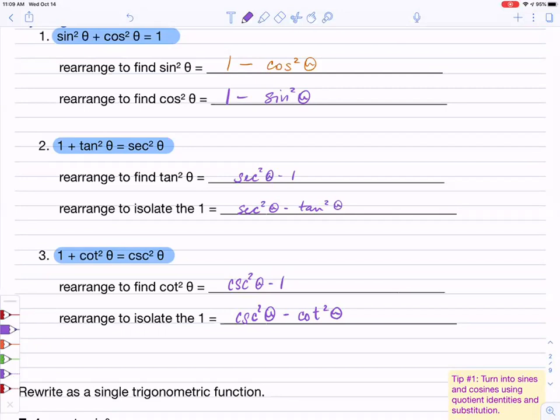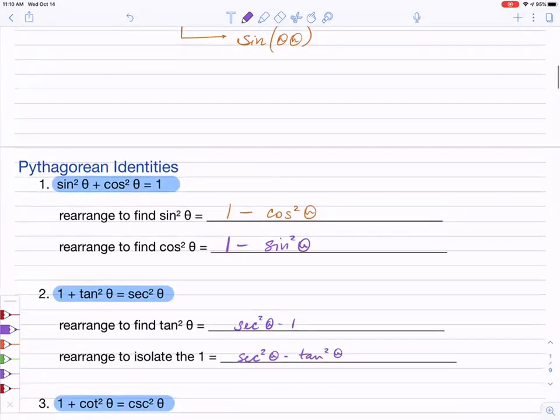Well, that's really what we're talking about here. My x squared is the cosine squared. My y squared is the sine squared. And that is equal to 1. So really, number 1 is just the Pythagorean theorem. That's all that one is. Maybe that's why we call them the Pythagorean identities, because they're all based on the Pythagorean theorem.